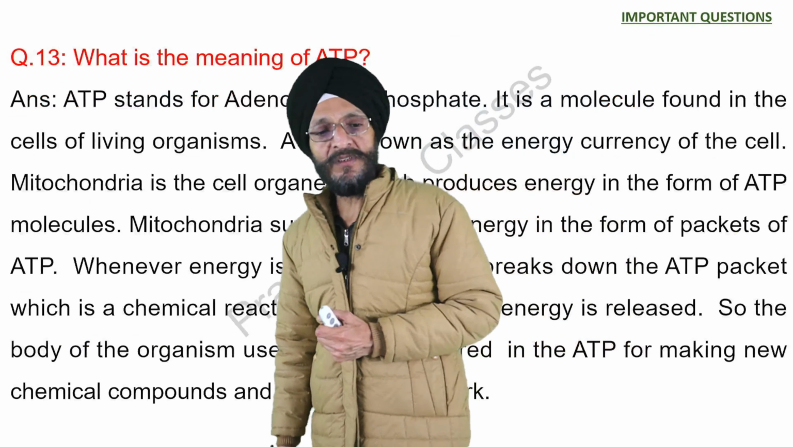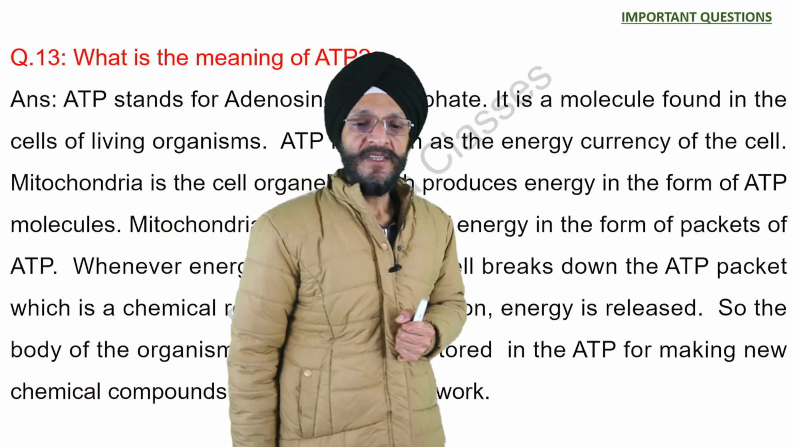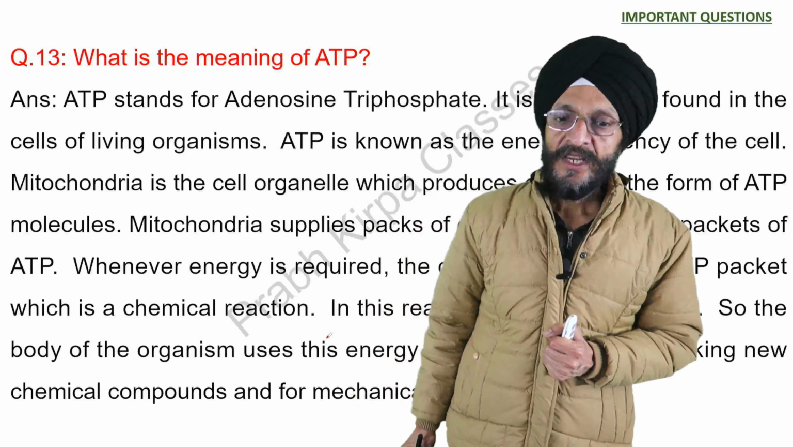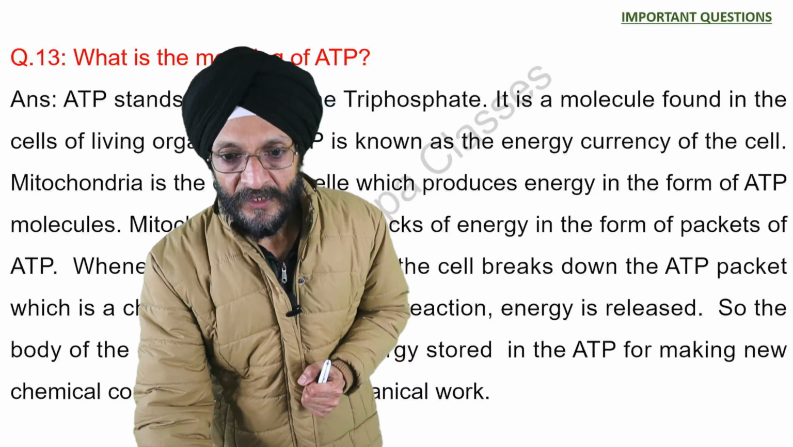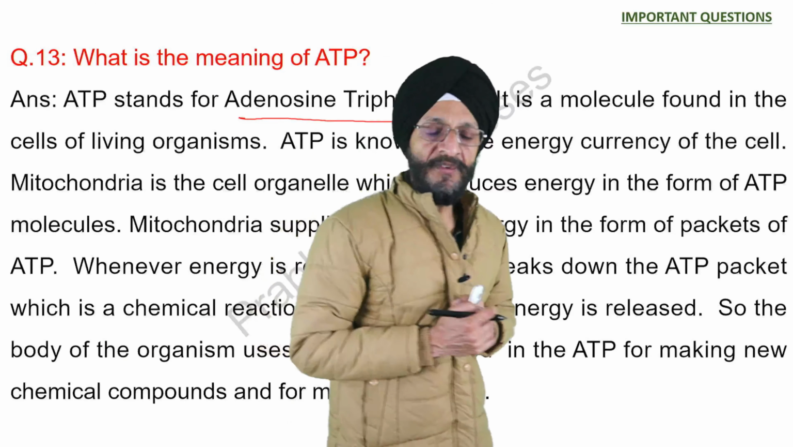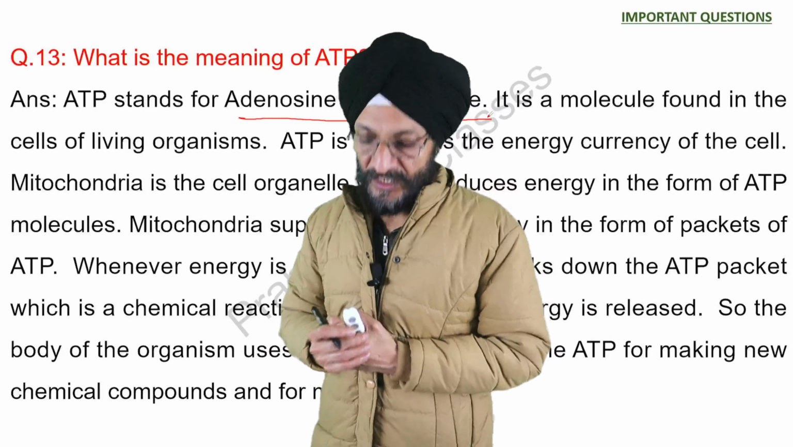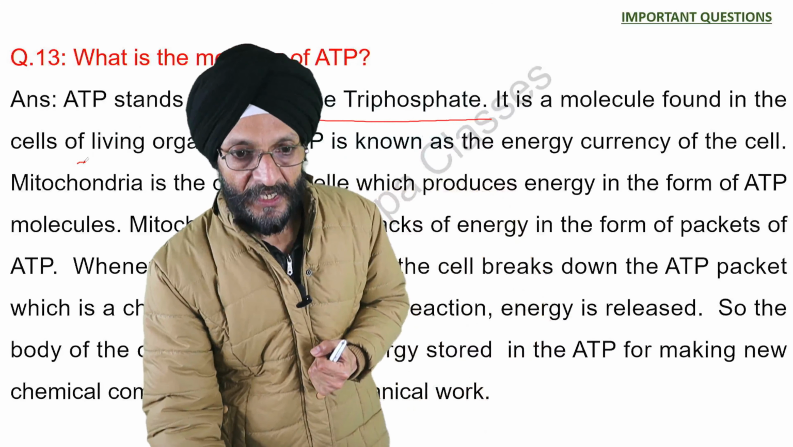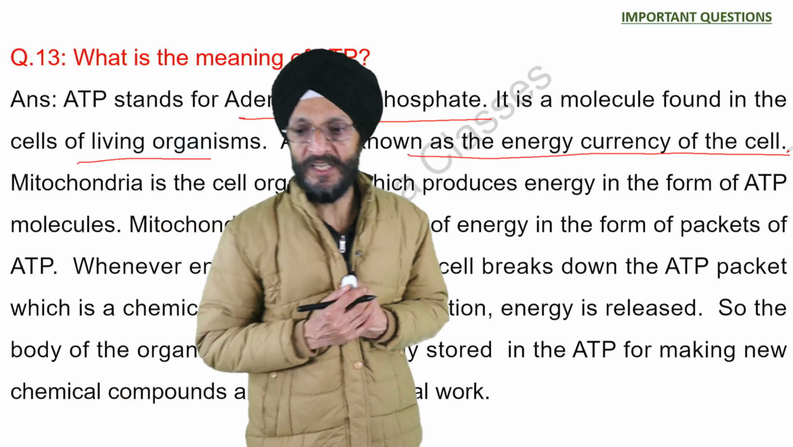Next question, question 13. What is the meaning of ATP? ATP stands for adenosine triphosphate. It is a molecule which is found in the cells of living organisms. ATP is also known as the currency of the cell.